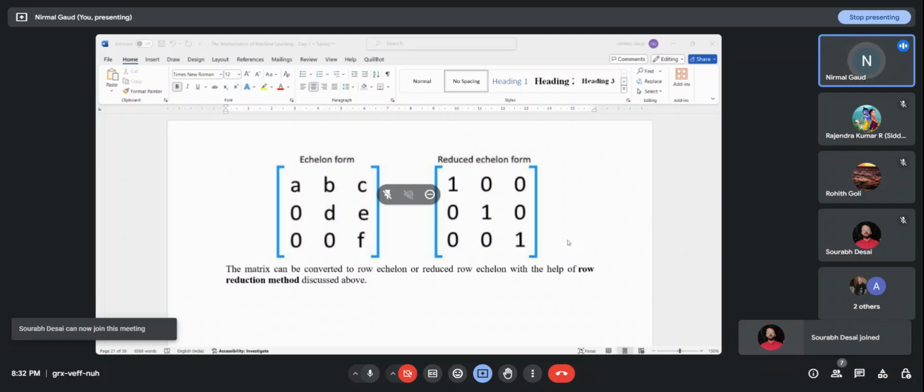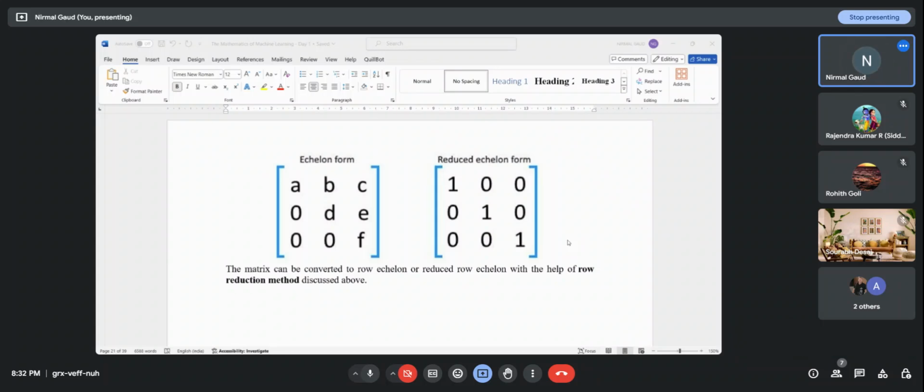All right. So we were studying how to solve a matrix, and to simplify the data representation, we convert it into a form of echelon. Further, we can reduce it into a reduced echelon form.